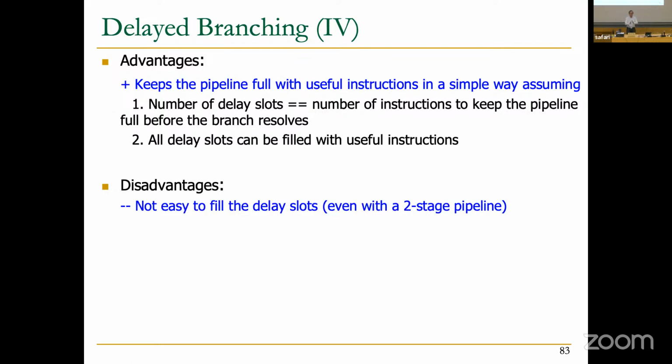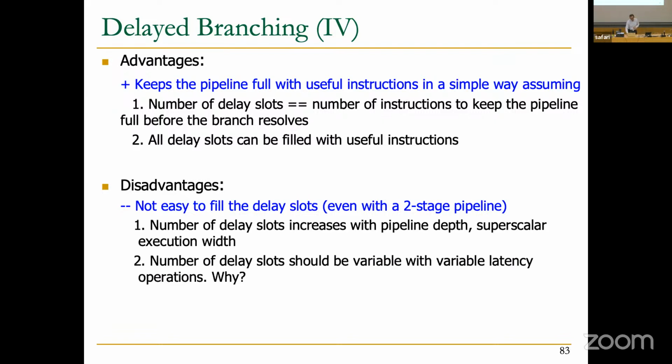So people baked this into the ISA 40 years ago. They put in a 1 cycle delay slot. It's hard to fill it. Okay, maybe you redefine your ISA over time to a 20 cycle delay slot. How are you going to fill that, first of all? Basically, the number of delay slots increases with pipeline depth, superscalar execution width, and with variable latency.